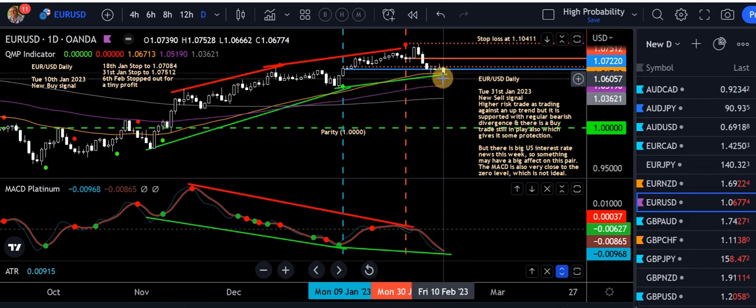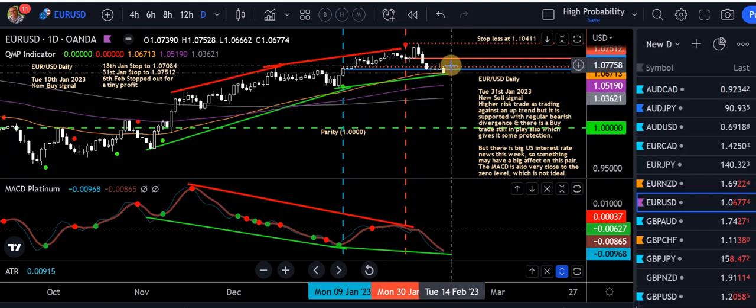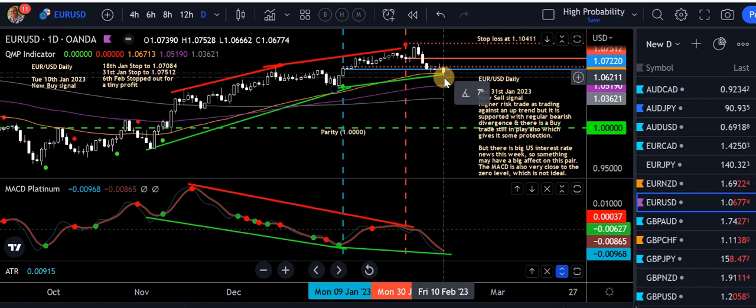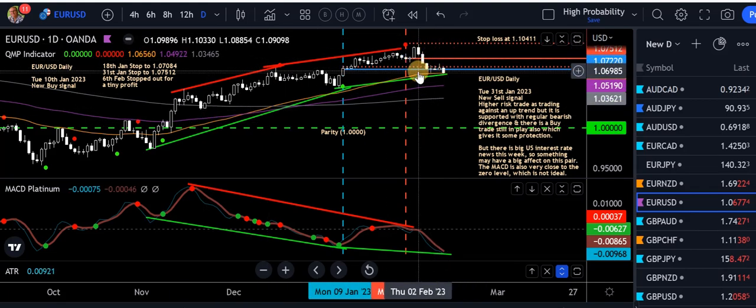What have I done? I've done something. No, I haven't done anything yet. Now, I'll give it one more day. And I might look at closing half and bringing my stop right down nice and tight. It is a high-risk trade against the trend. Price is now at the moving averages. So, yeah, I'll look at that.